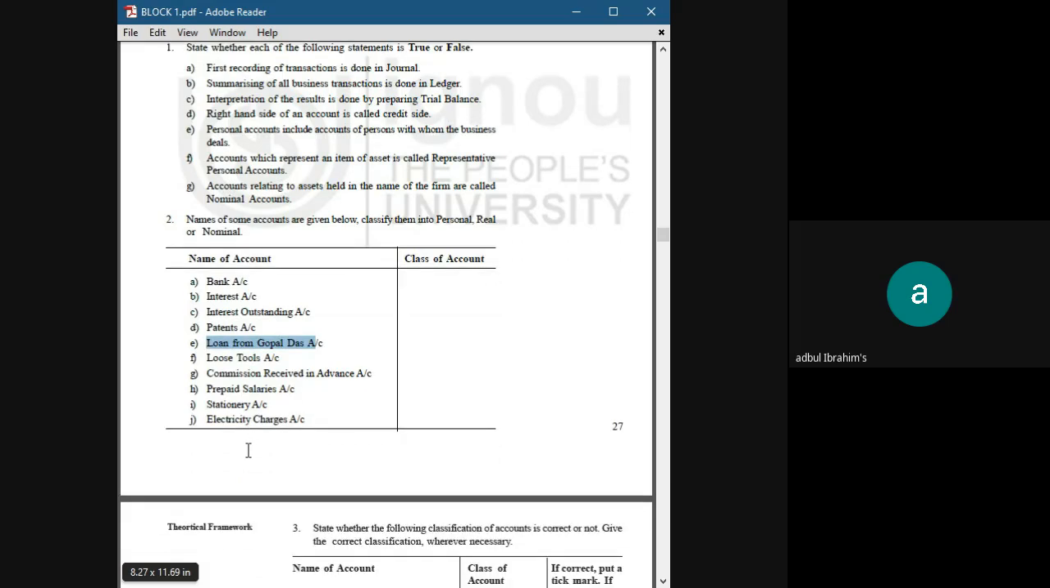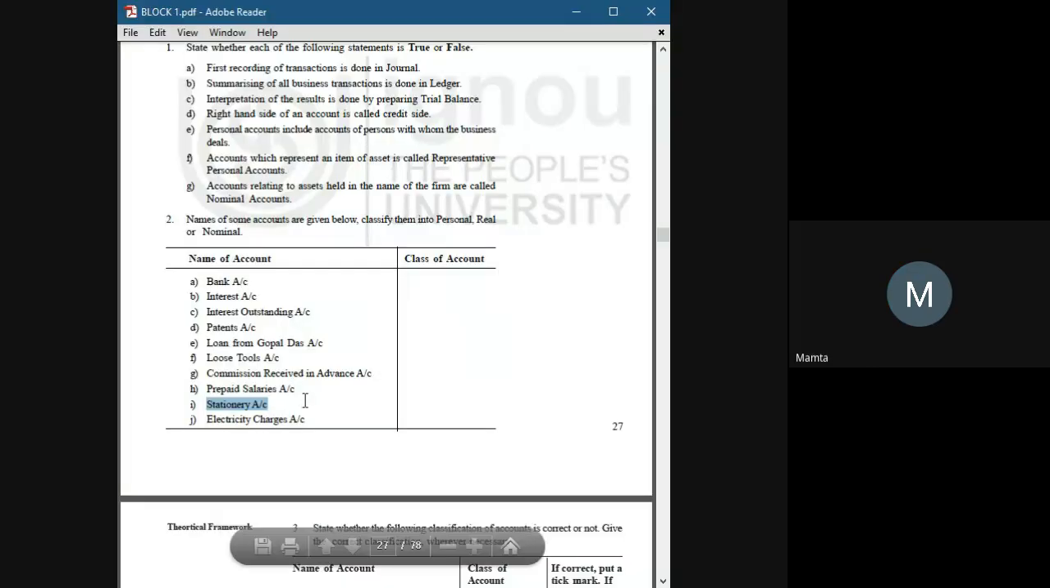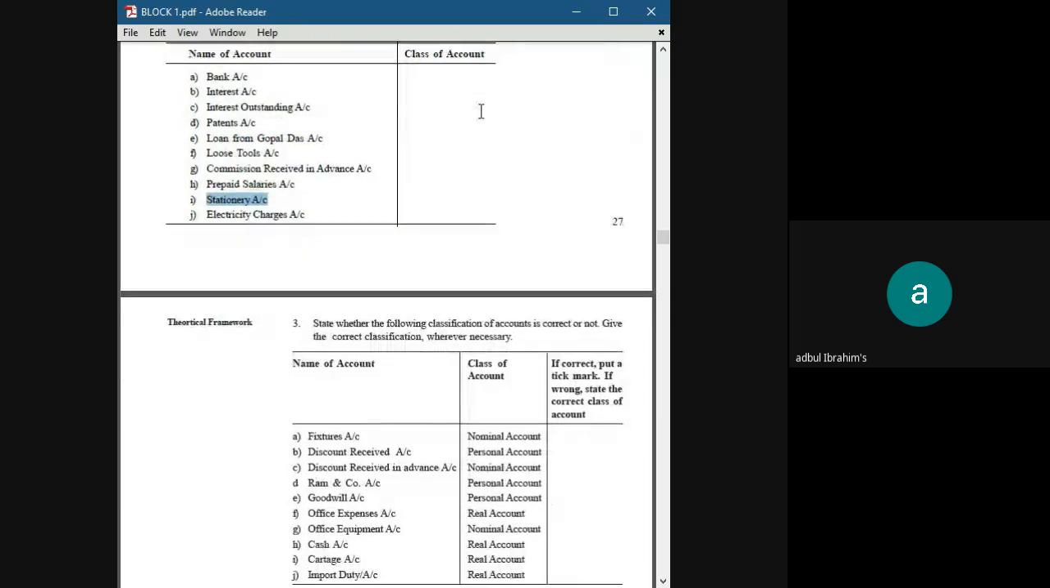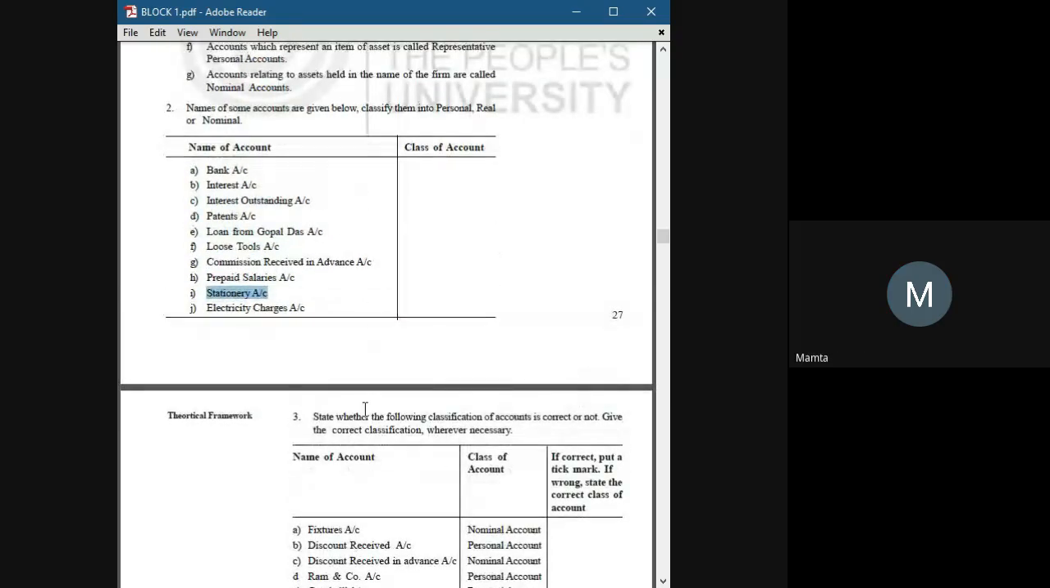Stationery account. Personal account? It's nominal. Personal account is related to persons. Stationery is not a person. Yeah, understood, ma'am. Just practice these things, okay?